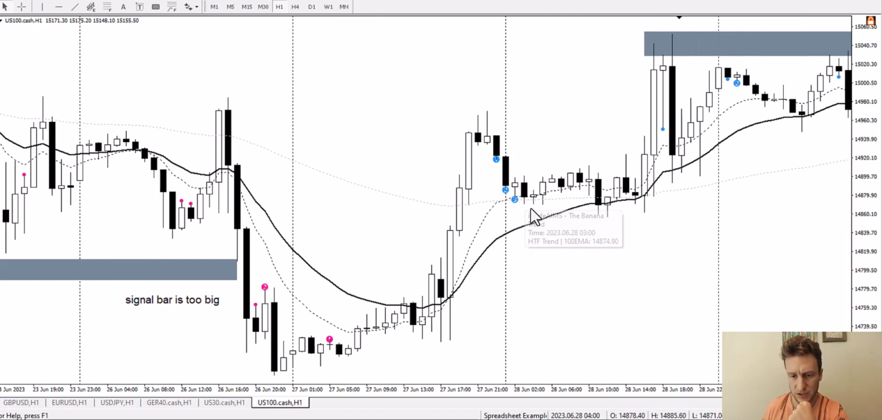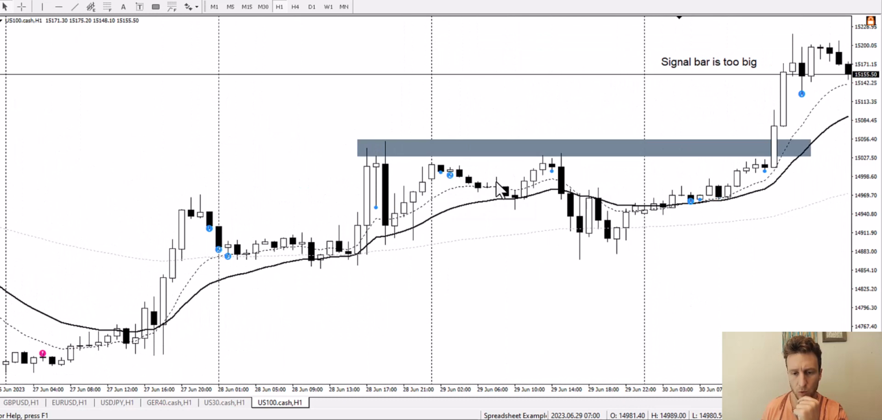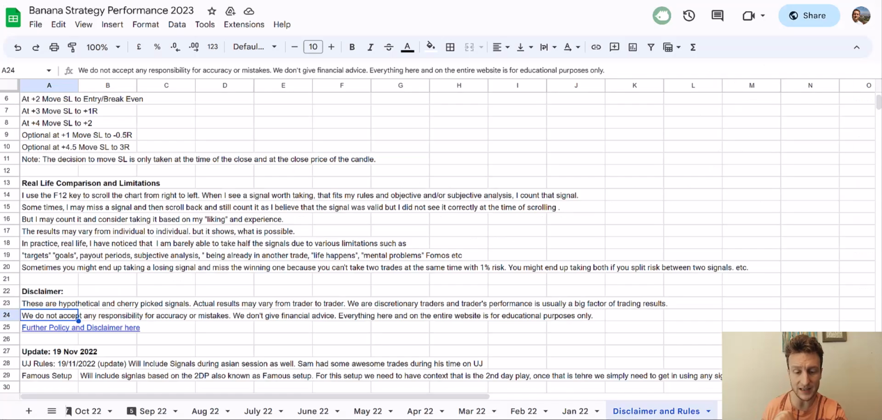This one, none of these would have been triggered. That's obviously way too big. Wouldn't have been triggered. This one obviously would have worked out beautifully, but there's a resistance area in front, so we wouldn't have taken it. We would have filtered that one. And this signal bar right here is too big. So that's it. Lots of filtering this week. Would have been a losing week, but let's take a look at the month of June overall.